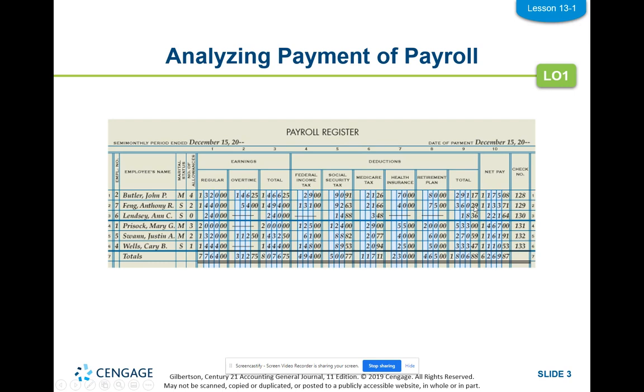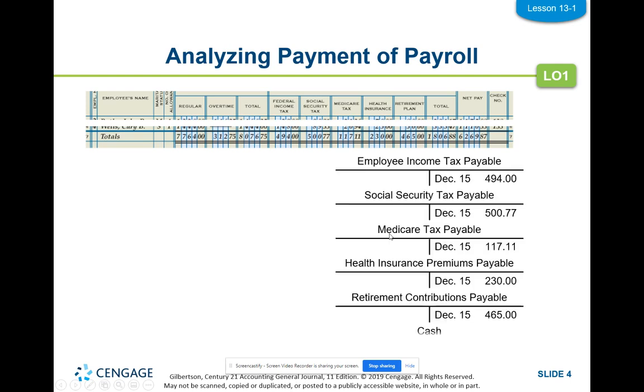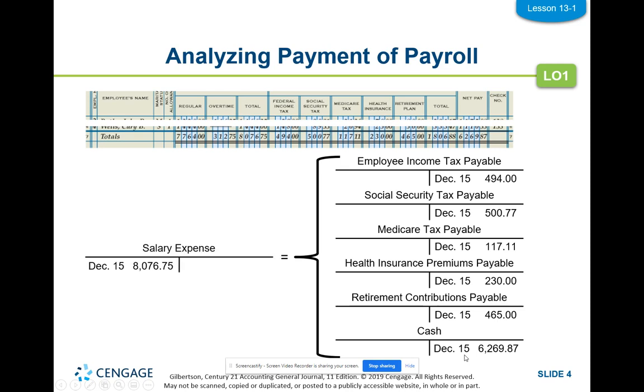Here is our payroll register. That's what we worked on in chapter 12. And now we're going to look at our totals. That's what we're worried about right now, is the totals. We have to record those. So you can see here that we've just broken it into T accounts, and we have our salary expense.